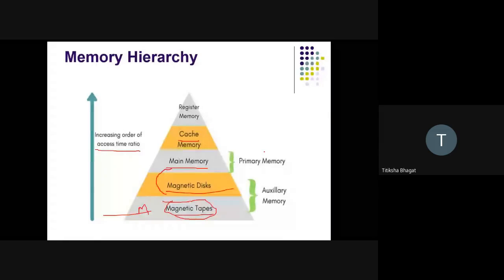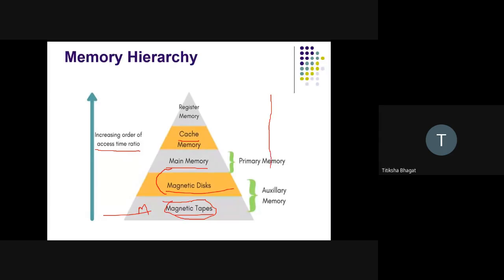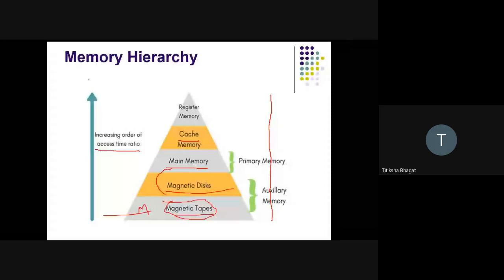So here main memory is faster than the magnetic disk, and then cache memory is even faster than the main memory, and register memory is the fastest. So you can say that if I draw a line, one for the memory access time, this is my memory access time.